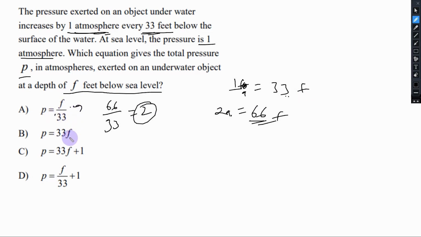So if we plug in here 33 times 33, it will be much more, and it will be much more plus 1, and then 33 by 33 will be 2, which will not fit the given equations.